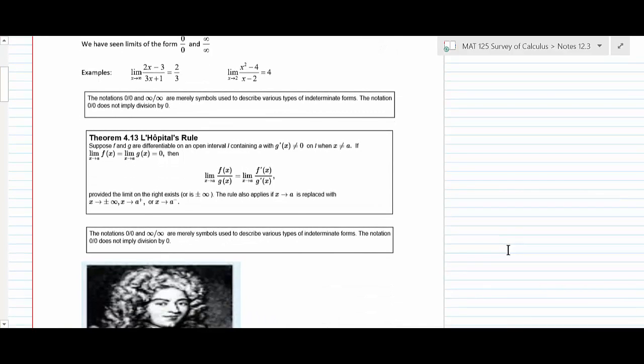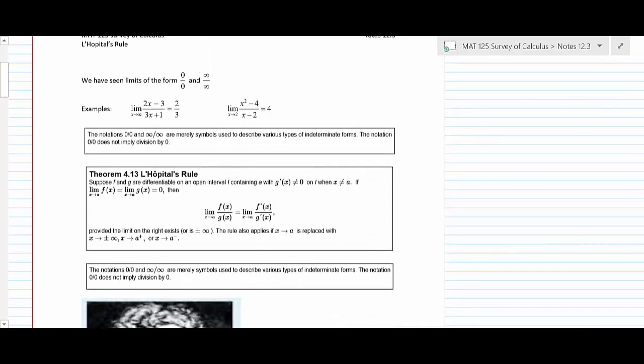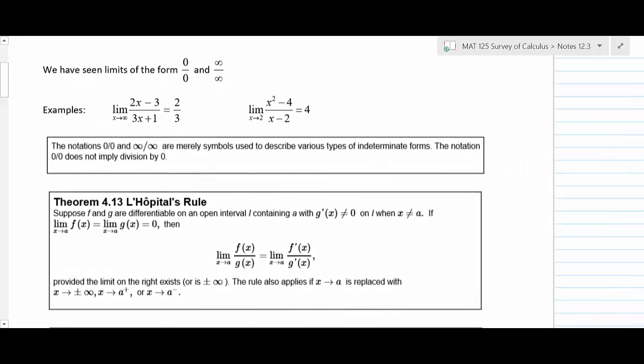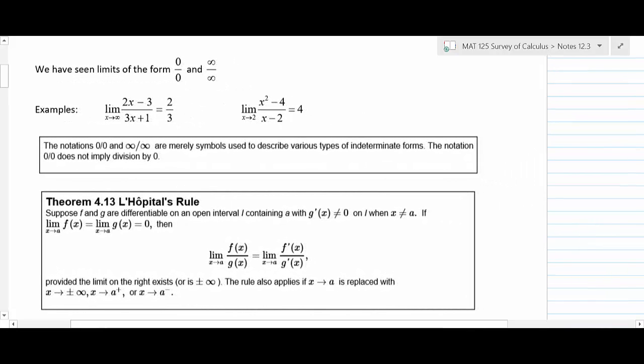Okay, so what we're going to look at is we're going to go back to looking at limits, and L'Hopital's rule has something to do with limits. And we've seen this kind of before. You've seen things that look like 0 over 0 and infinity over infinity. And you've learned how to do these things in a different way. L'Hopital's rule is a little bit different way to approach this.